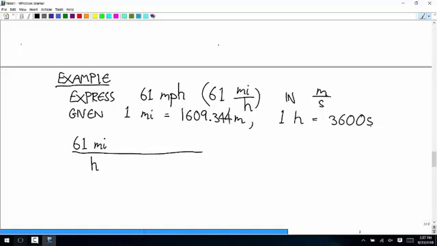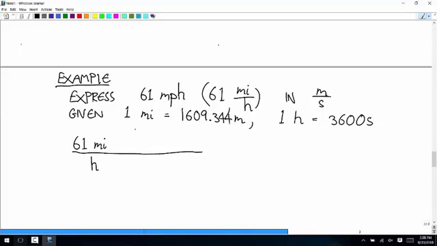And so, okay, we'll start out with 61 miles per hour. And then we can do it all in the same line. We're going to multiply by one conversion factor that takes us from miles to meters. And then we'll do another one that takes us from hours to seconds. All right, so we're going to go from miles to meters.